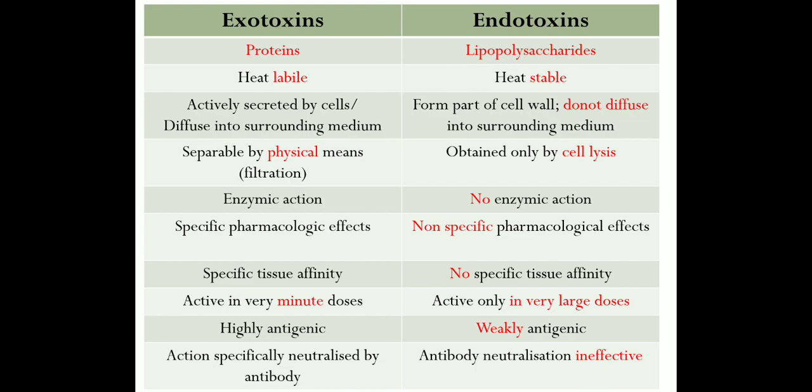In contrast, exotoxins' actions are specifically neutralized by the antibody. They have an ability to produce high amounts of antibodies, and the action of an exotoxin is very, very specific in terms of its tissue affinity, enzymatic action and pharmacological effect. And exotoxins are heat labile, meaning they are easily destroyed by heat, and they are actively secreted by the cells into the surrounding medium. Usually exotoxins are obtained by physical means like filtration.